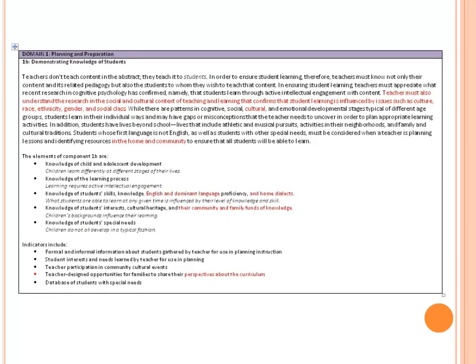For example, in Component 1B, Demonstrating Knowledge of Students, you will see revisions that include: teacher must also understand the research in the social and cultural context of teaching and learning that confirms that student learning is influenced by issues such as culture, race, ethnicity, gender, and social class. What does this mean? This means, as a teacher, we must be cognizant of all aspects of our students and utilize that knowledge when planning lessons. As we know, the execution of an effective lesson begins with good planning.